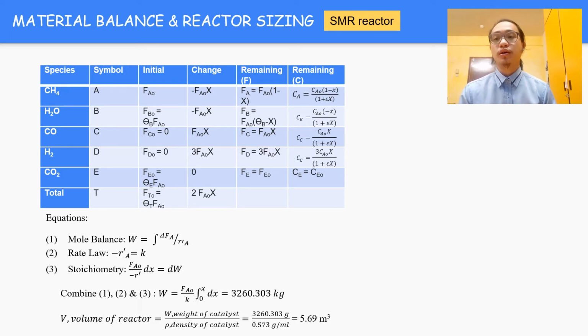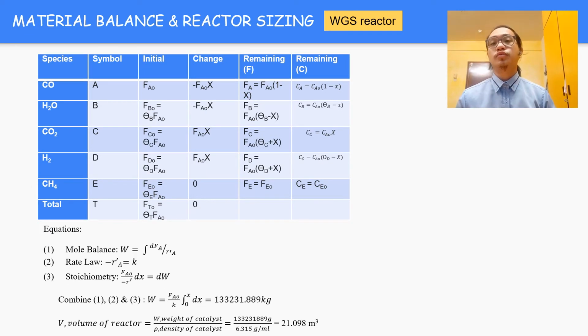Since this is more towards a packed bed reactor, the weight of the reactor determines the reaction, because the reaction occurs in the catalyst. Okay, so the rate law, as you can see here, we assume it to be zero order because we are referencing from other journals. Okay, and we found out the volume of reactor to be 5.69 m3.